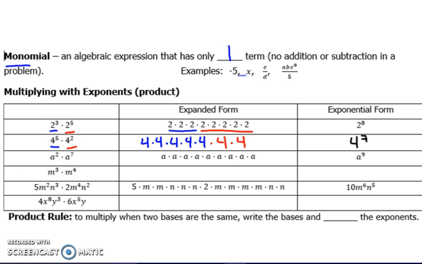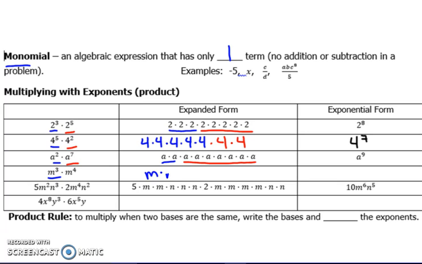If we look at the next one, a to the second, we have 2 a's for a to the second. We then have a to the 7th, which means we have 7 a's, giving us a total of a to the 9th. For our next one, we have m to the 3rd.